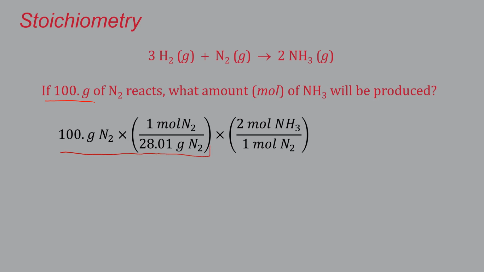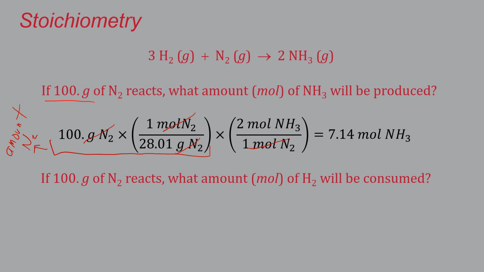So if I did just this, that gives me the amount of N2. And then the last step just gives you the amount of NH3. So let's check our units. So grams of N2 cancel. Moles of N2 are going to cancel, giving us moles of NH3, which is what we wanted. And if you just punch the numbers through and keep it to 3 sig figs, that's going to make 7.14 moles of ammonia.